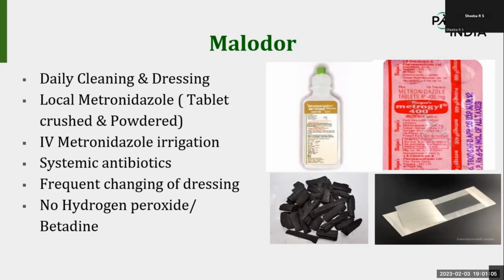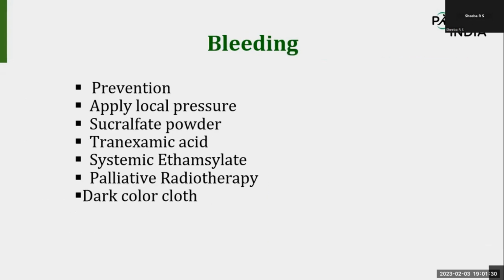And also you can think about systemic antibiotics. But in the superficial areas, the blood supply is not good, so it may not work well, but you can think about a course of antibiotics also. Frequent changing of dressings depends upon the wound size and the exudate level. Here also, no hydrogen peroxide and betadine.